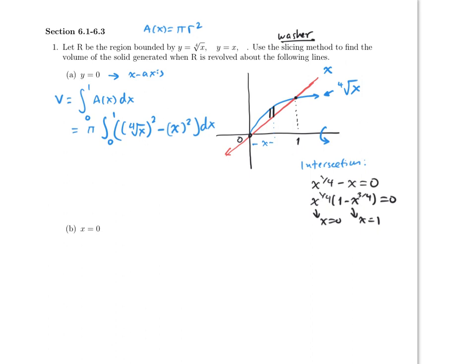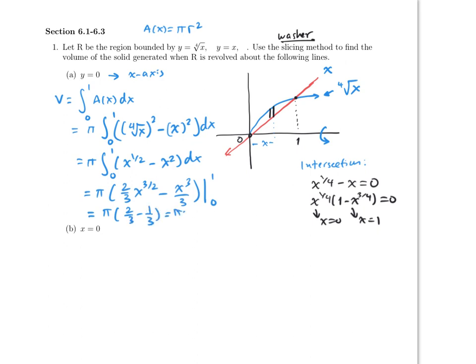And once you distribute, this is equal to pi, the integral from 0 to 1 of x to the 1/2 minus x squared dx. And this is actually pretty easy to integrate, so this is equal to 2/3 x to the 3/2 minus x cubed over 3, and the limits of integration go from 0 to 1. And you should check this. Once you get this, this is pi times 2/3 minus 1/3, which is just pi/3. So therefore this is a volume, and it will be in cubic units.